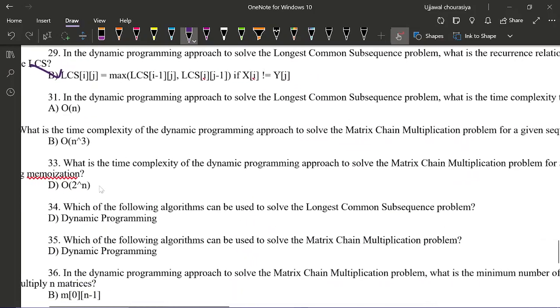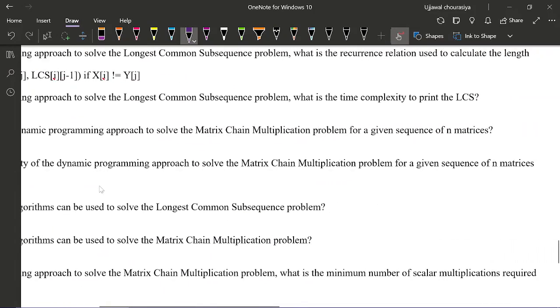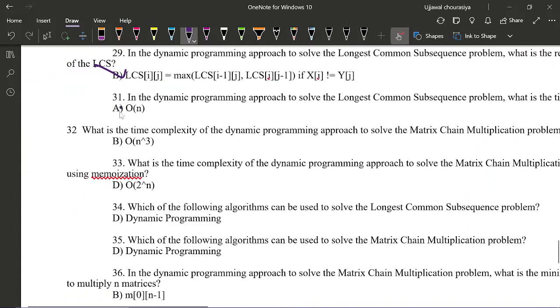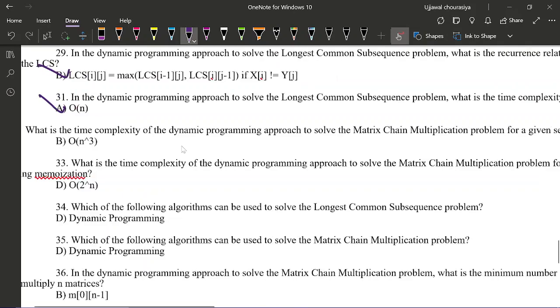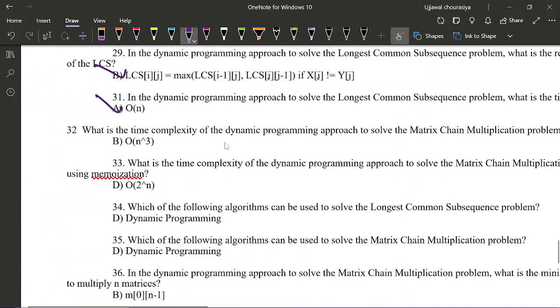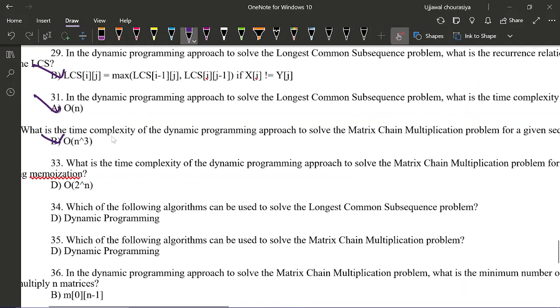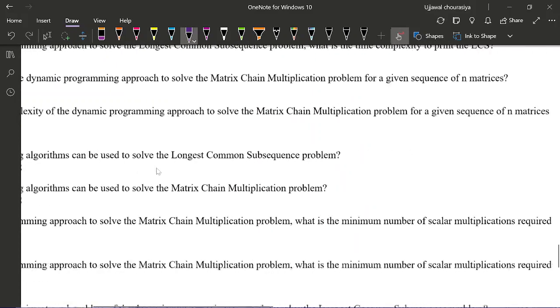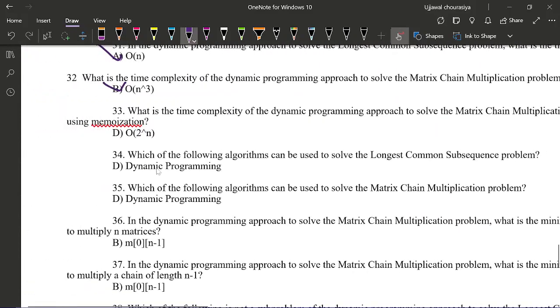In the dynamic programming approach to solve the longest common subsequence, what is the time complexity of LCS? Order of n. The time complexity of the dynamic programming approach to solve the matrix chain multiplication problem for a given sequence of n matrices is order of n cube. What is the time complexity of the dynamic programming approach to solve matrix chain multiplication for a given sequence of matrices? Its order of 2 to the power n. Which of the following algorithms can be used to solve the matrix chain multiplication problem? Its answer is dynamic programming.